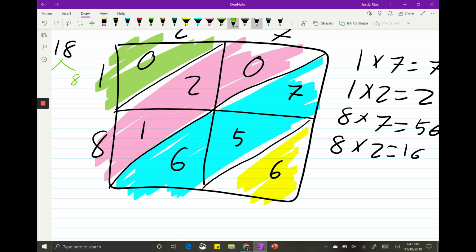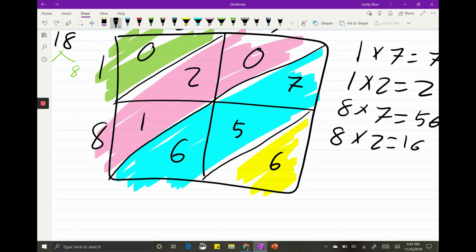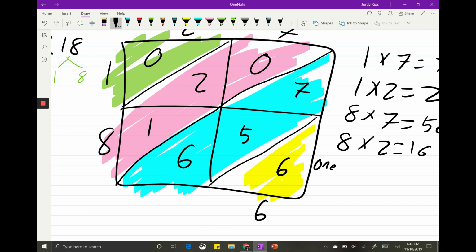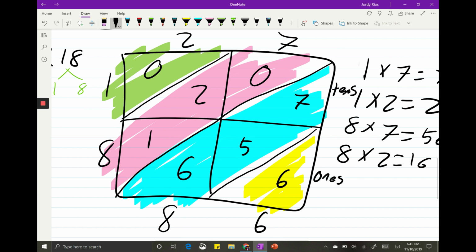They're going to be added diagonally. They're not going to be added this way. No, we're not doing that. They're going to be added diagonally. So 6 plus nothing is 6. That's in my ones area. Now moving on to my tens. 7 plus 5 plus 6, that's going to be 18. So that's in my tens area.